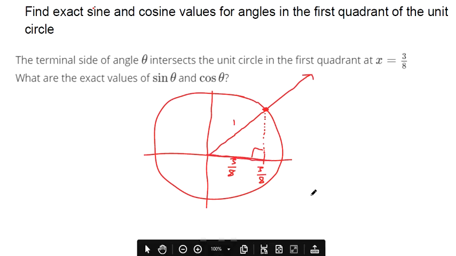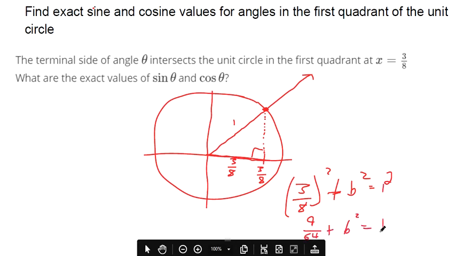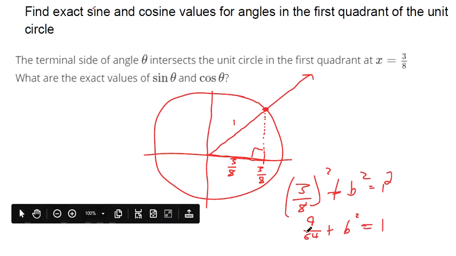We can use the Pythagorean theorem, 3 over 8 squared plus that b squared that we don't know. That should equal c squared. And so this gives us 9 over 64 plus some b squared that we don't know equals 1 squared, which is 1. Subtract 9 over 64 from both sides, and you get b squared equals, what do we have left there?